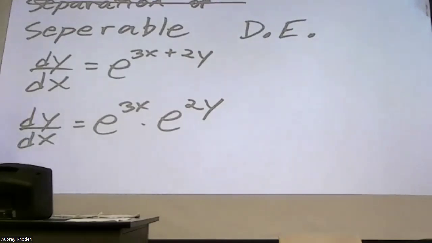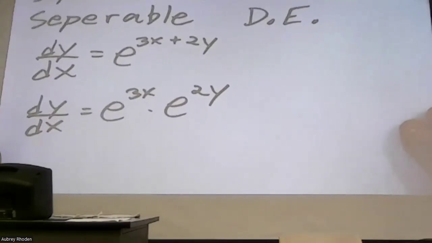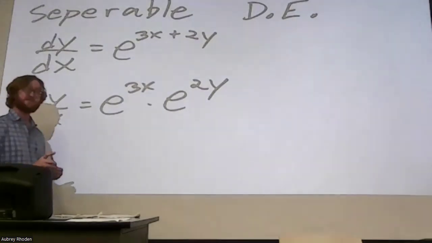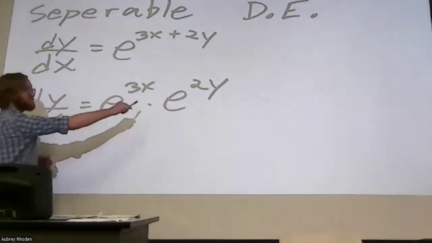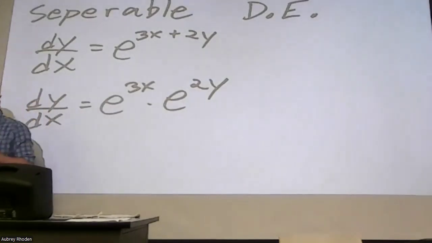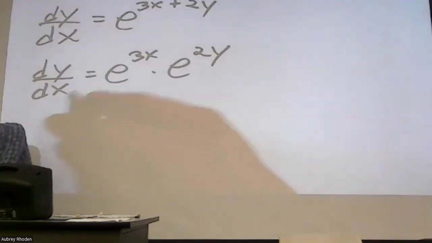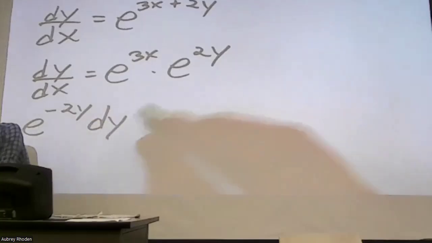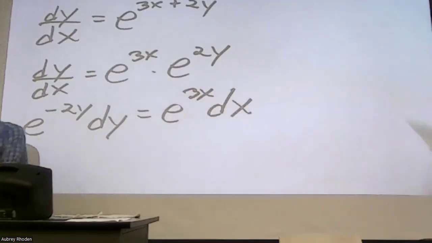Okay, so we can separate that e. Now, like I said, we are going to move everything that has a y onto the dy side of the problem, and then we need to move this dx to the opposite side of the problem. If we multiply both sides of this by e to the minus 2y, we would end up with e to the minus 2y dy is going to equal e to the 3x dx.